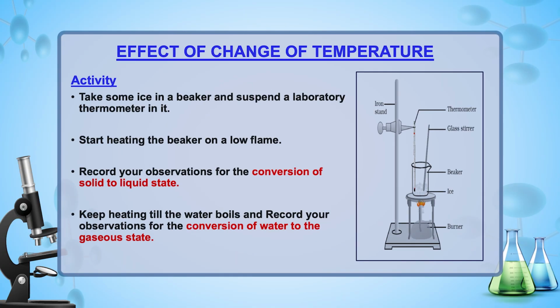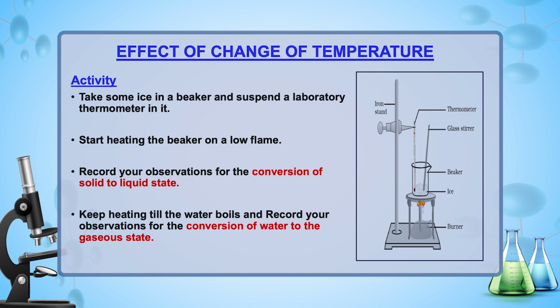To understand the effect of temperature on the state of matter, let us perform an activity. Take about 150 gram of ice in a beaker and suspend a laboratory thermometer so that its bulb is in contact with the ice. Start heating the beaker on a low flame. Note the temperature when the ice starts melting. Note the temperature when all the ice has converted to water. Record your observation for this conversion of solid to liquid state.